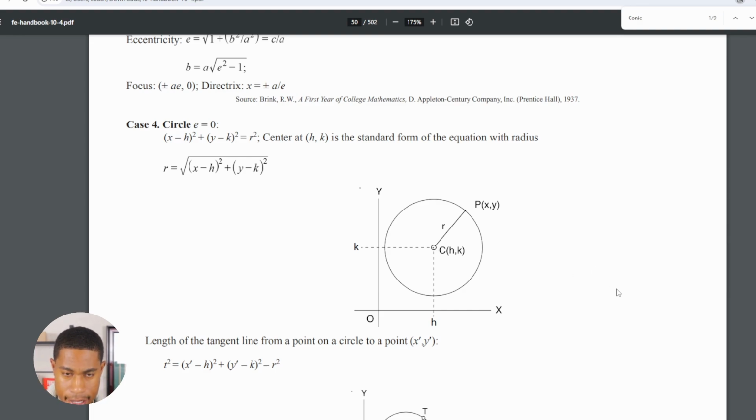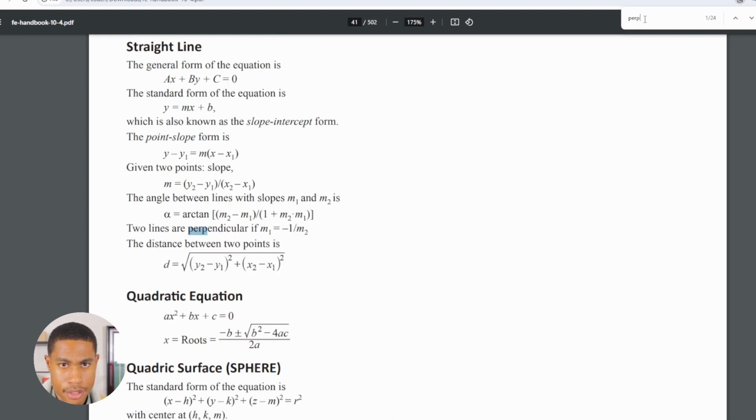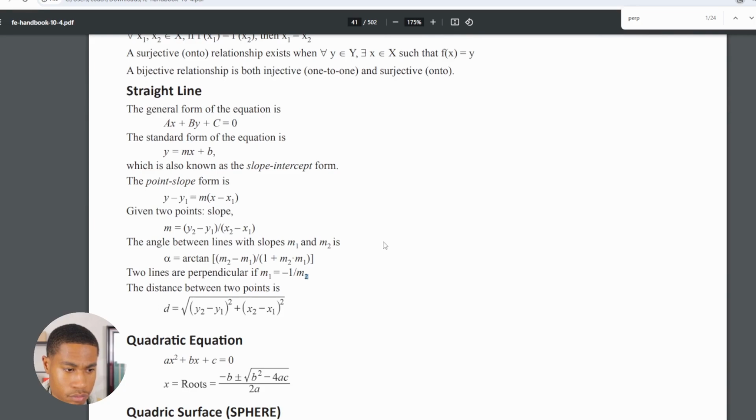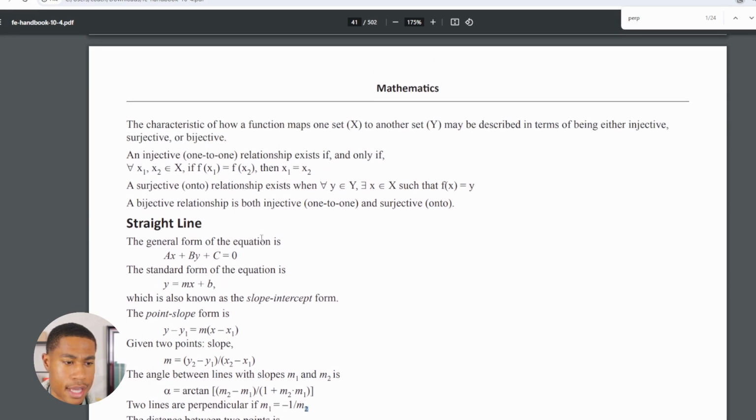We also have perpendicular lines. So they may give you an equation where they ask you to solve for the line that is perpendicular to it. So we can just do a search for perpendicular. It's the next thing that comes up, but it's under mathematics. So these are things that we just want to pay attention to. And any of this is kind of fair game.